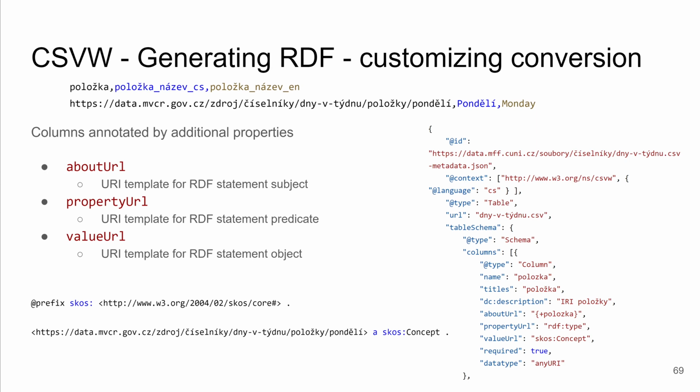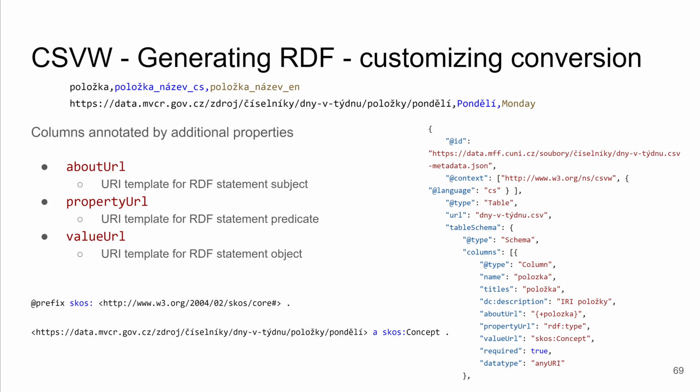So basically for each column, an RDF triple can be generated. So here, in the about URL, using the URI template, we'll reference the value of this column, which already contains an IRI, as we can see. So that will be our subject. The property URL will be RDF type, so we'll want to say that this is a, and value URL is SKOS concept. So we'll want to say that this thing identified by this IRI is a SKOS concept, which means it's a code list item in this case.